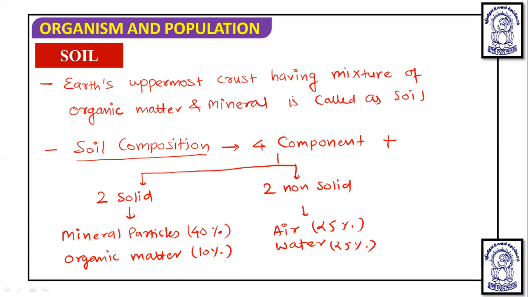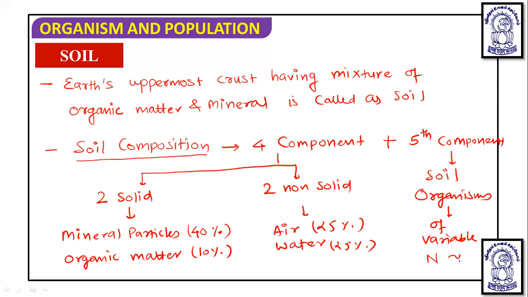And apart from this, a fifth component is also found, and this fifth component is of variable nature, that is soil microorganisms, or we can say soil organisms. These soil organisms are of variable nature. Variable nature means they vary from one region of the soil to another region. Okay, so this is the composition of soil.